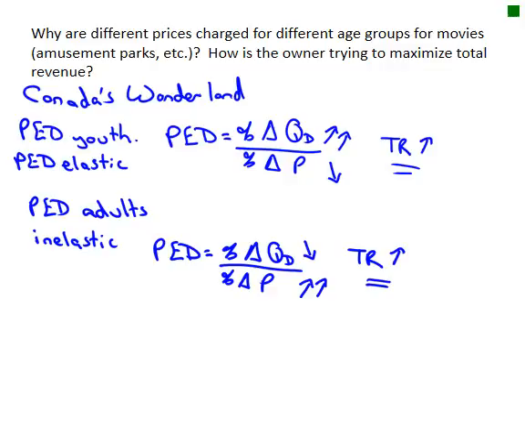Okay, so let's look at something that you could probably relate to. Why are different prices charged for different age groups, for movies, amusement parks, etc.? How is the owner trying to maximize total revenue? Well, are they being nice when you go to Canada's Wonderland and they charge your little brother or sister a lower admission, or a movie and a child gets a lower amount? Let's find out. So let's look at, let's say, Canada's Wonderland.